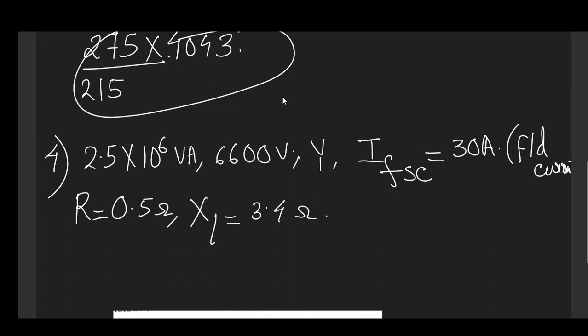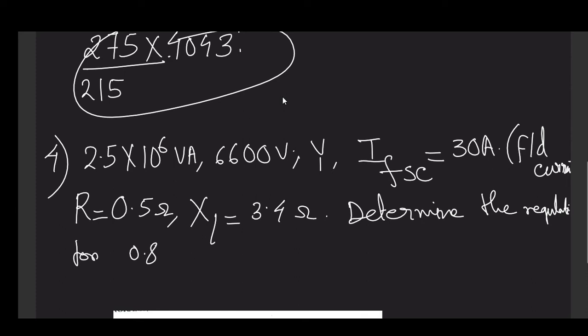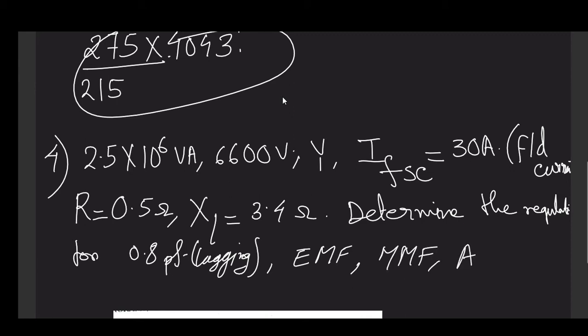So what we need to do here is determine the regulation for 0.8 power factor lagging using EMF method, MMF method and ASA or modified ASA method. I will discuss what that is. It's just a little variation from the MMF method.